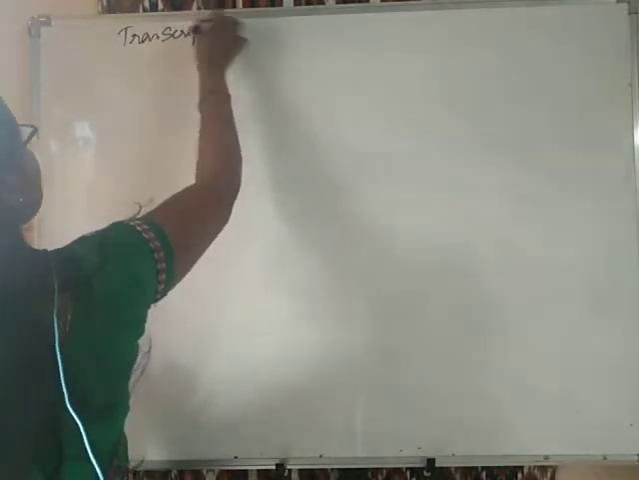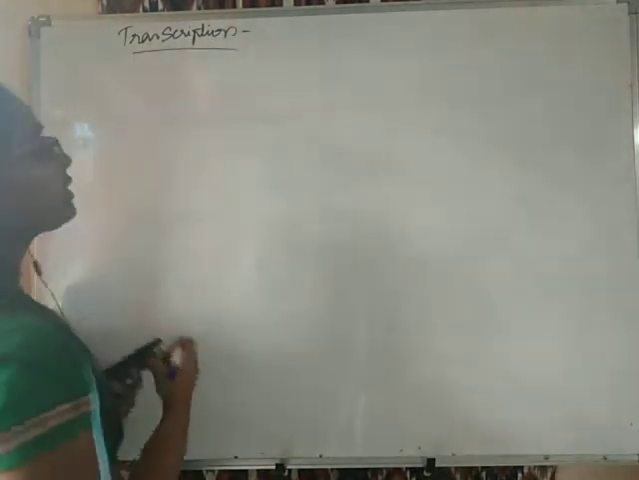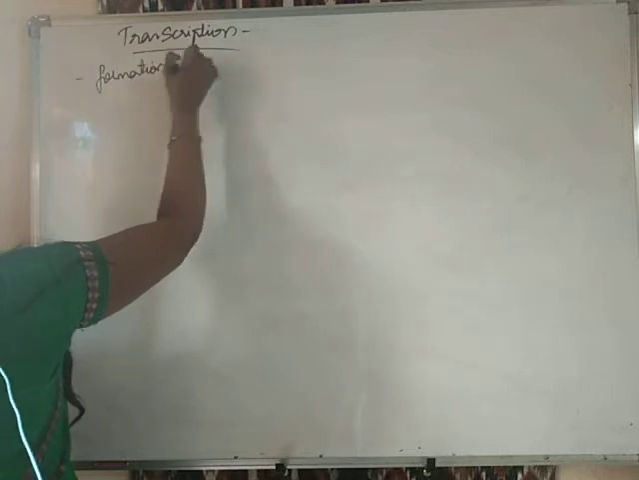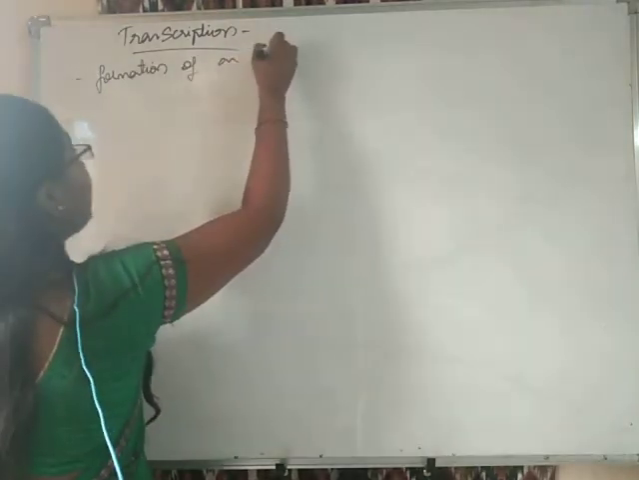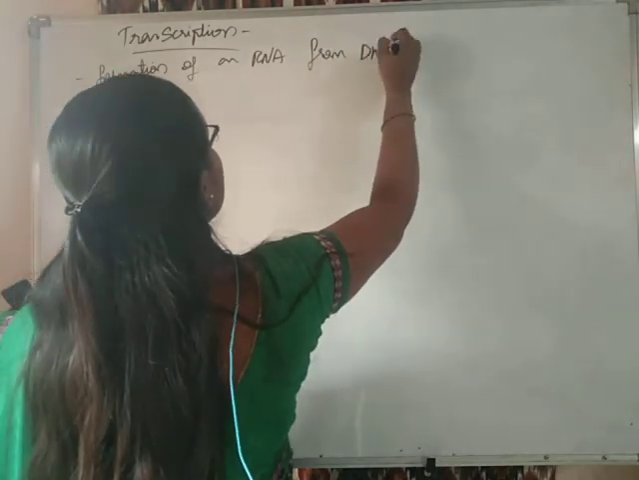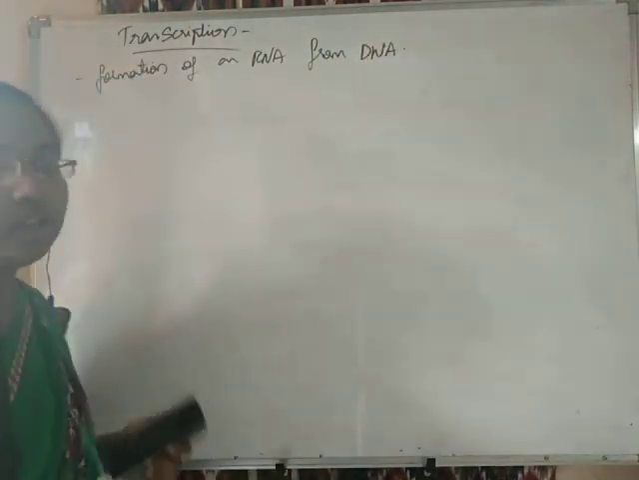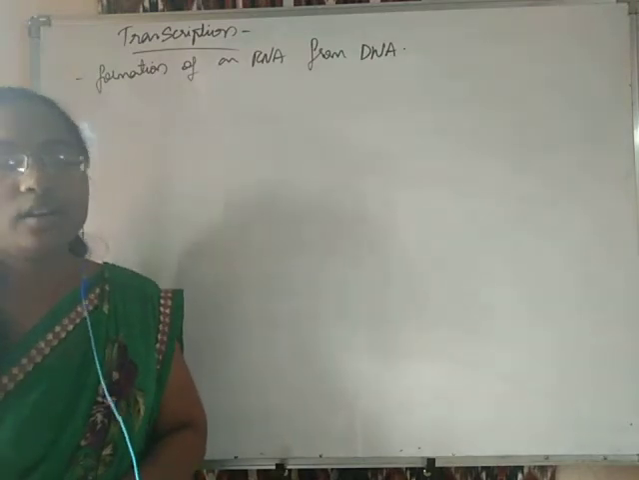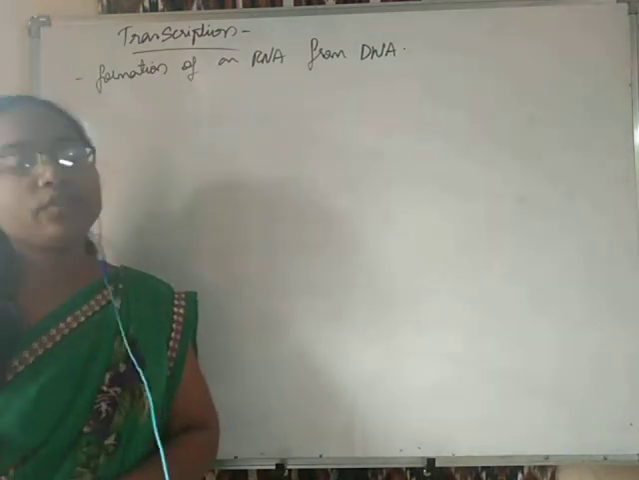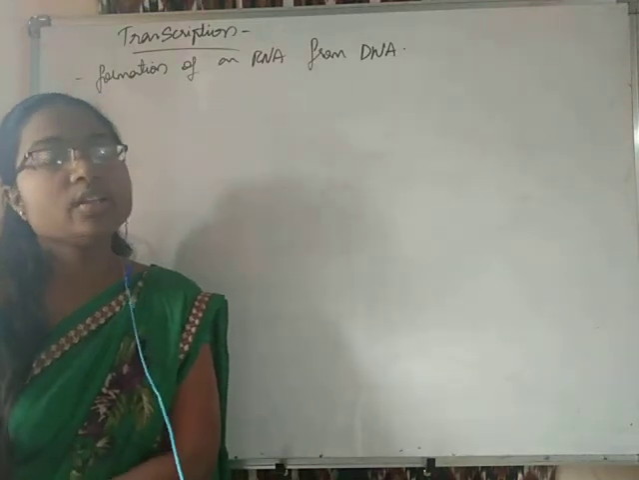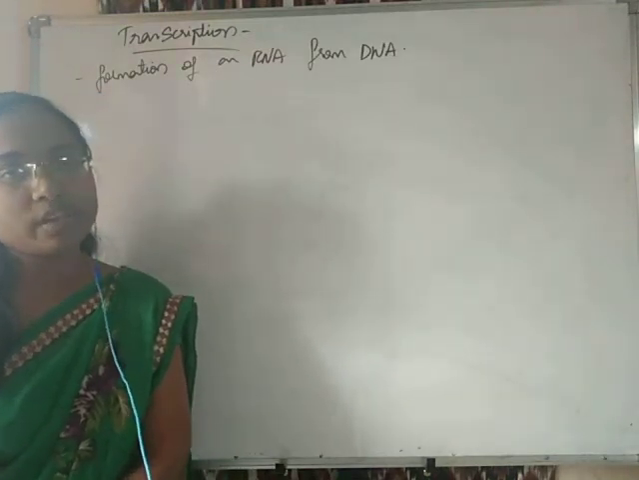Transcription. To simply define transcription, the formation of an RNA from DNA is nothing but transcription. Okay, formation of an RNA from DNA is called transcription. So from a DNA strand, an RNA is going to be produced. Okay, so how is this RNA produced from DNA?